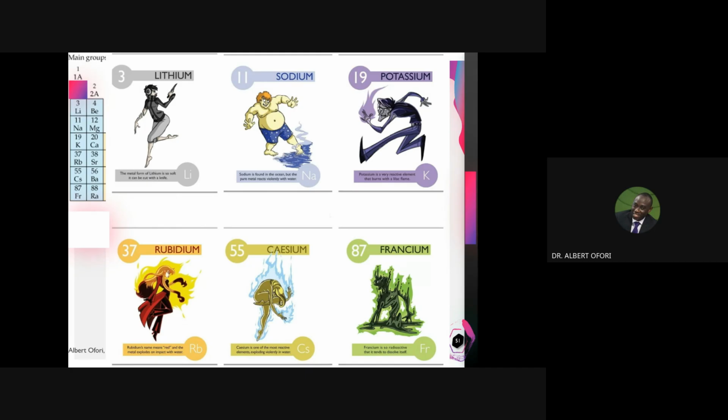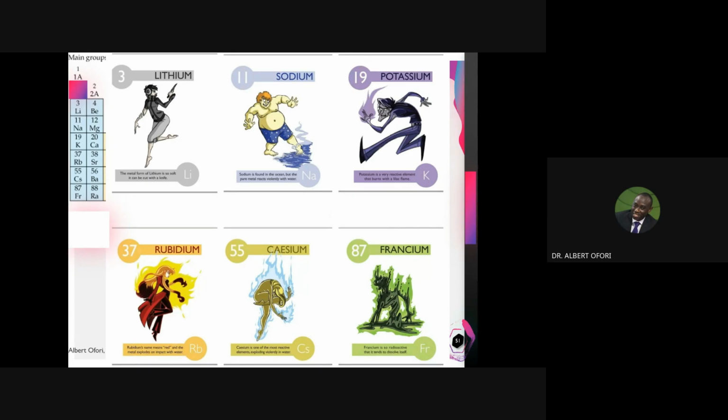If you are moving down, then it becomes even more dangerous. So rubidium, you see, it portrays that flame and that explosive arrow. Rubidium basically means red. This is the metal that explodes when it comes into contact with water. So again, you see when you are going down the group, its reaction with water becomes more violent.